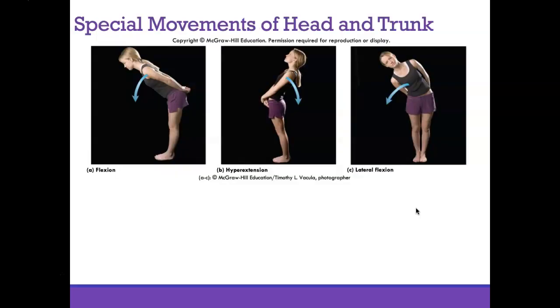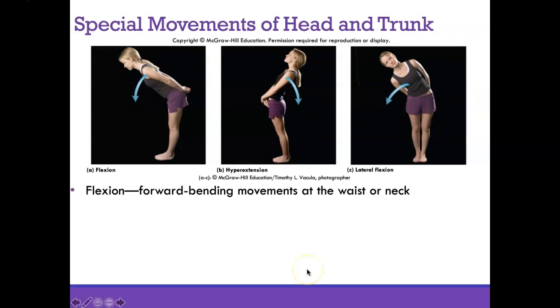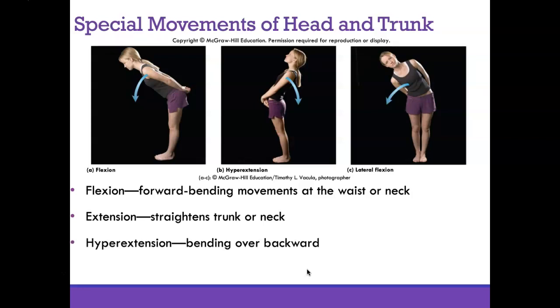So we also have special movements of the head and trunk. You can flex at the waist, right? So you can bend forward. That's called flexion at the waist. Again, you're decreasing the angle by bending forward. And if you were to move back toward anatomical position, that would be extending when you straighten your trunk. If you were to bend backward, that's hyperextending, when you literally bend over backwards.